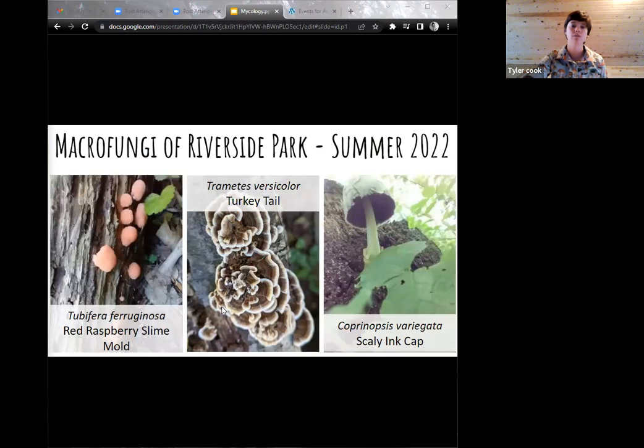Oops, not there yet. Okay. Scaly ink cap. That'll be the last one that I'll talk about, although there are a lot more. These are impressive little woodland fungi. They're usually found fruiting in really large clusters, and they change color. As they age, they go from a whitish to a grayish color.